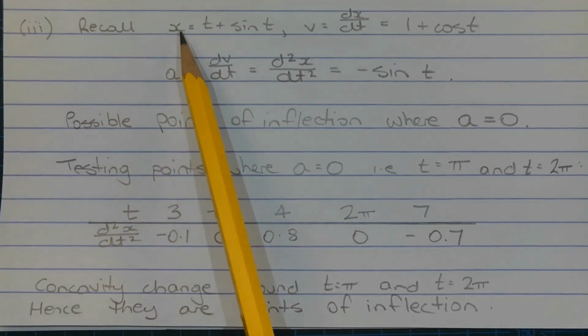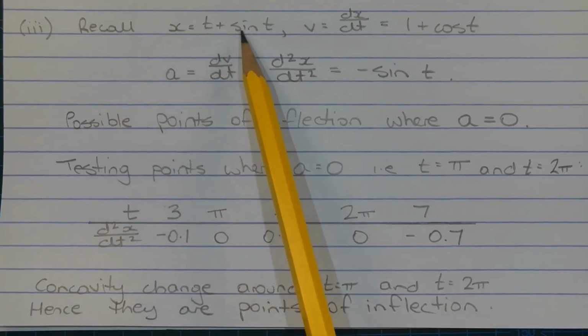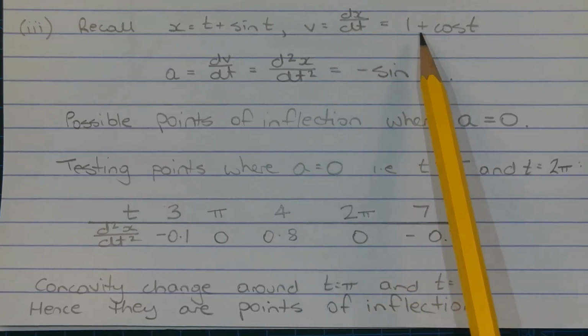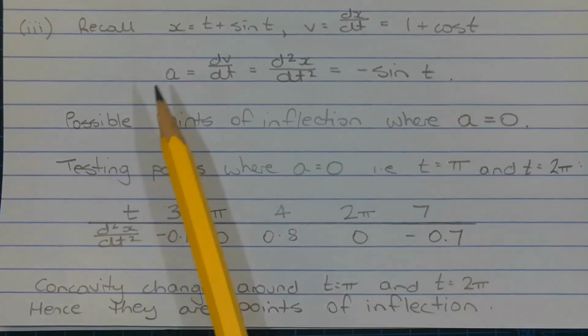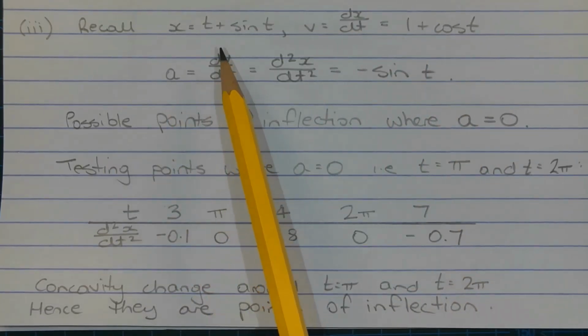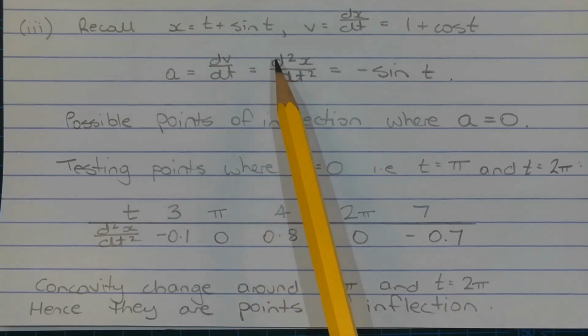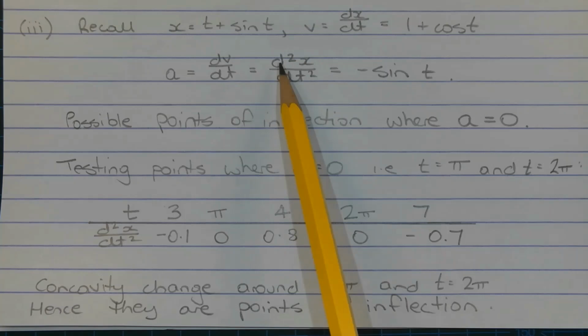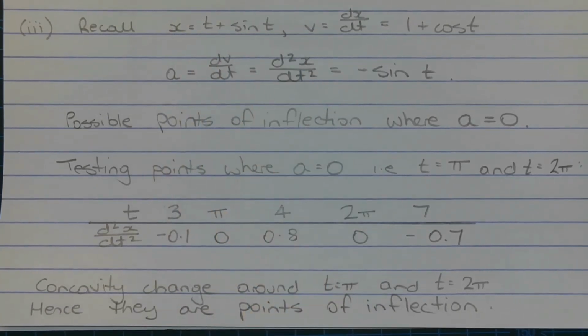Recall that the position or the displacement x is equal to t plus sine t, the velocity v is equal to dx/dt, which is equal to 1 plus cos t, and the acceleration a is equal to dv/dt, which is equal to d squared x over dt squared. In other words, it's the second derivative of x with respect to t, and that's equal to negative sine t.